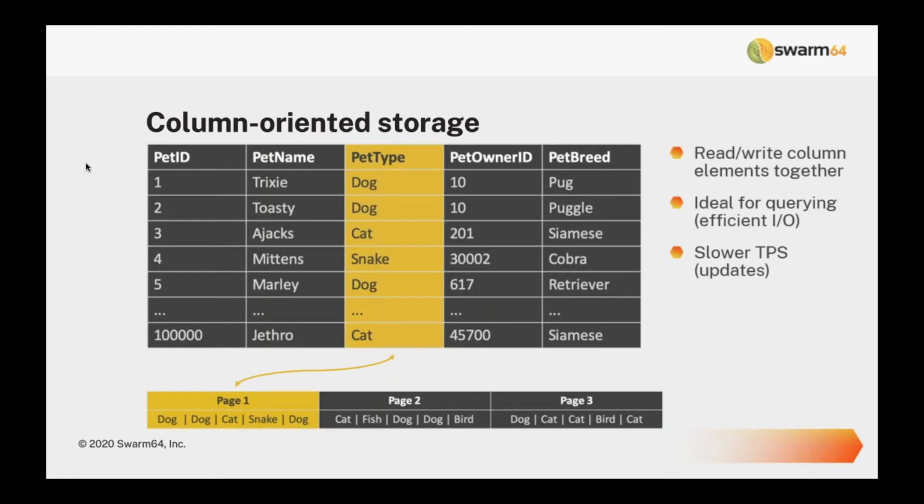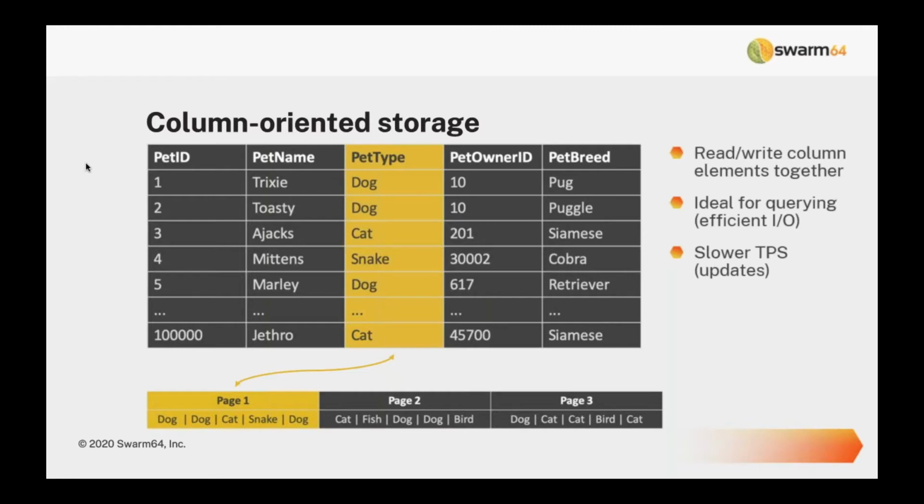I think Sybase was already in the market with one. But what they did was just rotate the physical storage 90 degrees. And instead of grouping all of the elements in a single row together within blocks or pages on disk, they grouped the elements of a column together, as you see here. So in a single read of, say, page 1, I'm getting nothing but pet types, right?